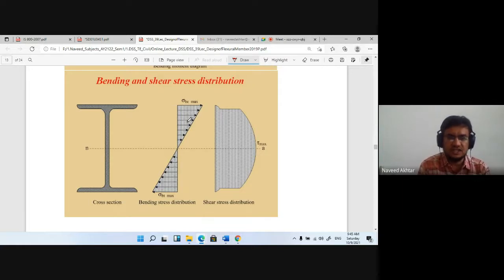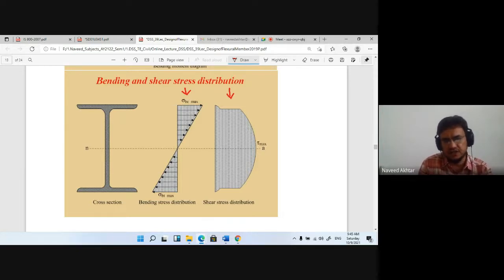Now, bending stress distribution in case of an I section. Tau is the shear stress and sigma bc is the bending stress. You can see that here it is shown, the stress distribution in the I section. This is the shear stress distribution in the I section.